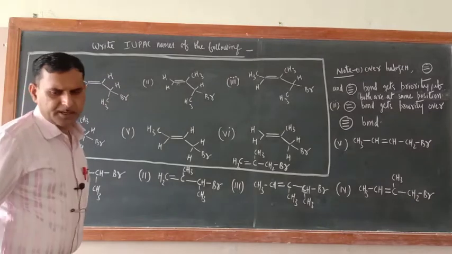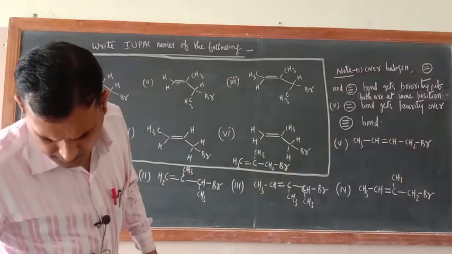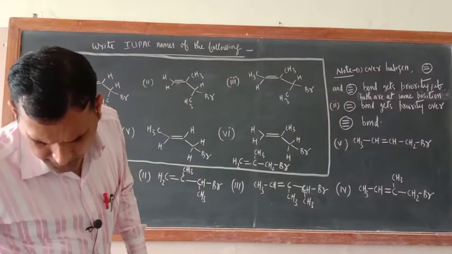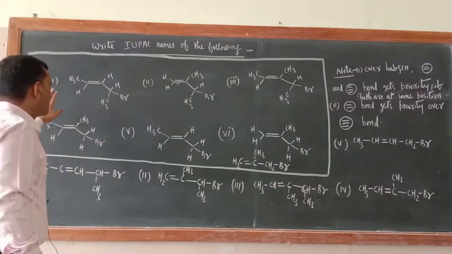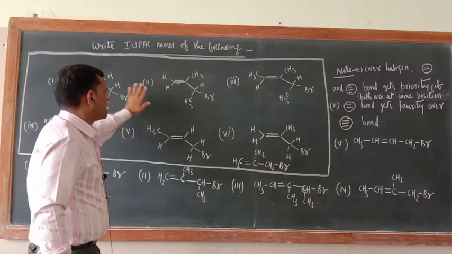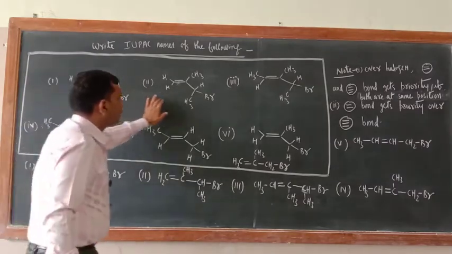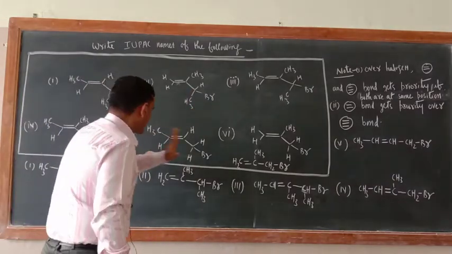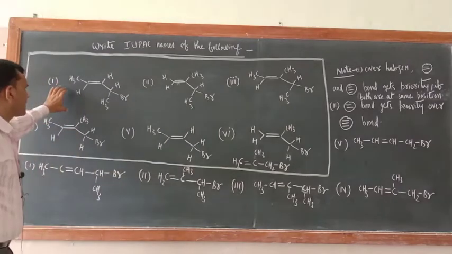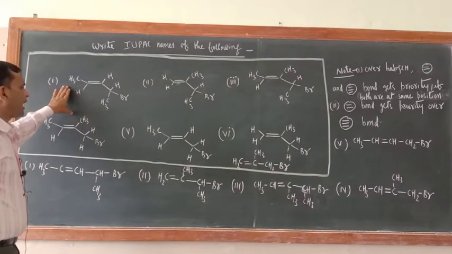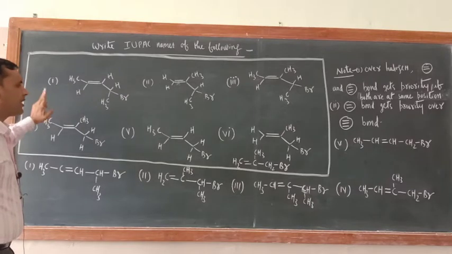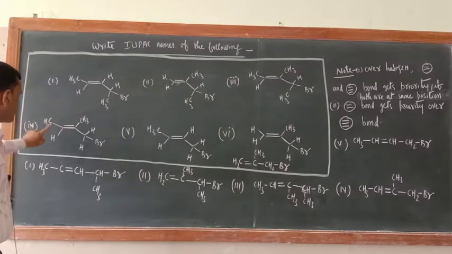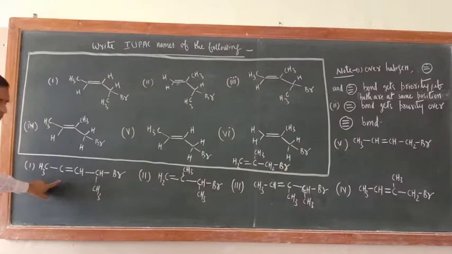Today in the NCERT book, on page number 285, they have given some examples. These are the examples I wrote here: 1, 2, 3, 4, 5, 6. These are bond line notation formula examples. While naming them, your first task is just to write them in this form I wrote here.